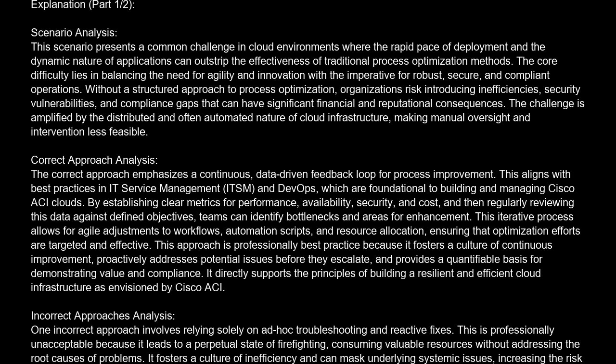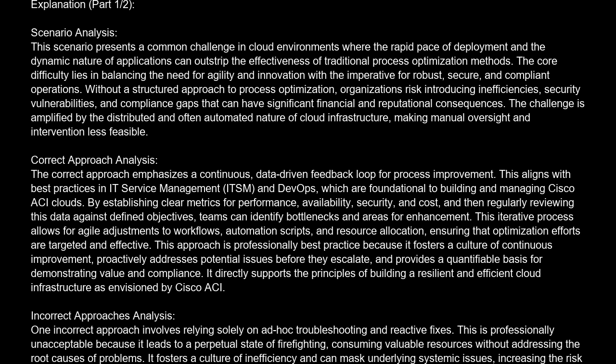Explanation. Scenario analysis. This scenario presents a common challenge in cloud environments where the rapid pace of deployment and the dynamic nature of applications can outstrip the effectiveness of traditional process optimization methods. The core difficulty lies in balancing the need for agility and innovation with the imperative for robust, secure, and compliant operations. Without a structured approach to process optimization, organizations risk introducing inefficiencies, security vulnerabilities, and compliance gaps that can have significant financial and reputational consequences. The challenge is amplified by the distributed and often automated nature of cloud infrastructure, making manual oversight and intervention less feasible. Correct approach analysis.